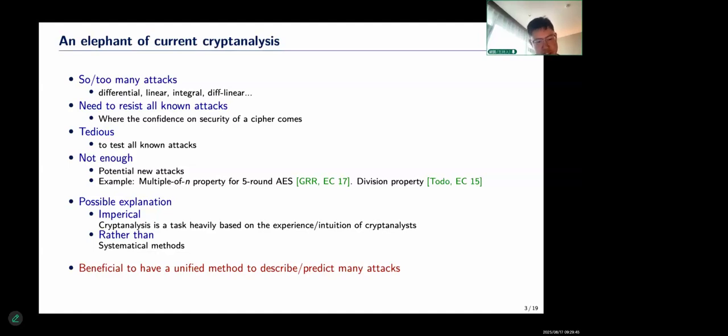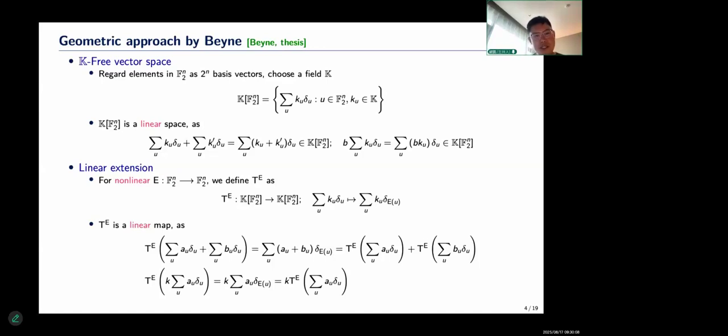A possible explanation for this is that currently cryptanalysis is highly empirical, rather than having systematic methods. That is to say, if we can have a unified method to describe or predict many known and unknown attacks, then it will be very beneficial to us. In recent years, it has been found that the geometric approach has such a potential to unify the viewpoint of cryptanalysis. The idea is to use linear algebra to study the attacks.